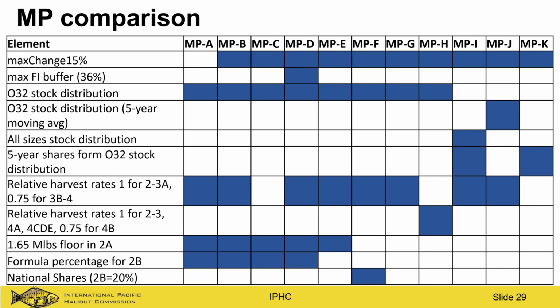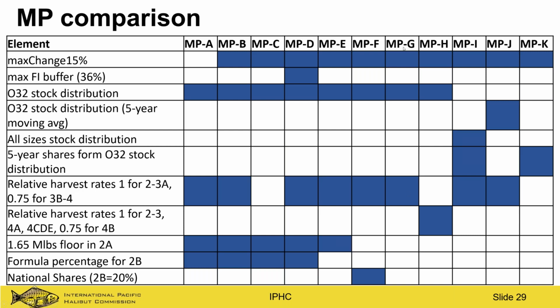Some important ones to look at are MP A, an unconstrained one that mimics the current procedure, along with these two agreements for 2A and 2B. And the commission has agreements on the amount of TCUI in 2A and 2B, where 2A gets 1.65 and 2B gets a percentage determined by a specific formula.